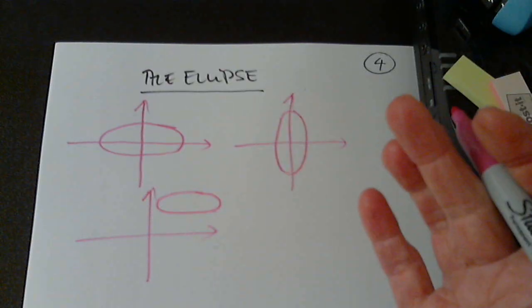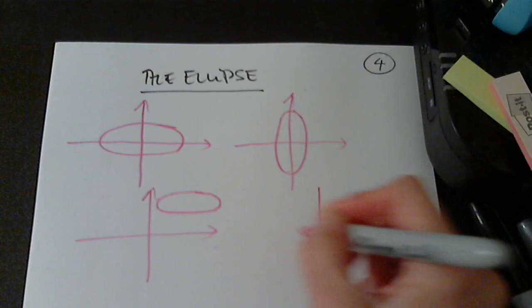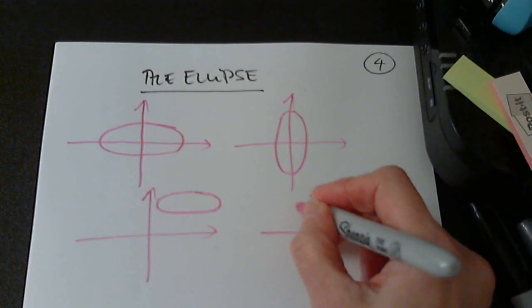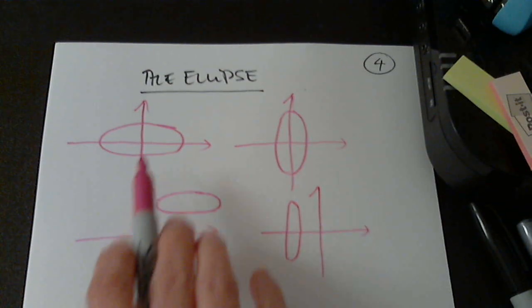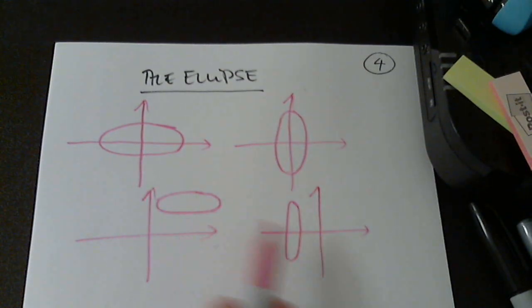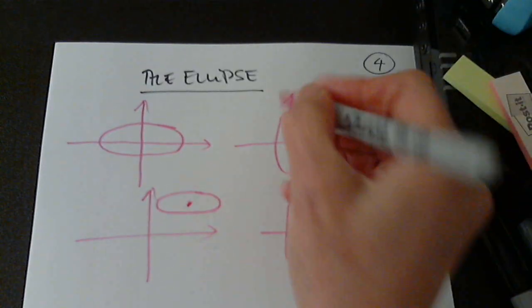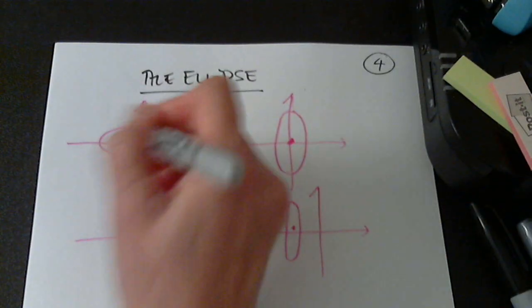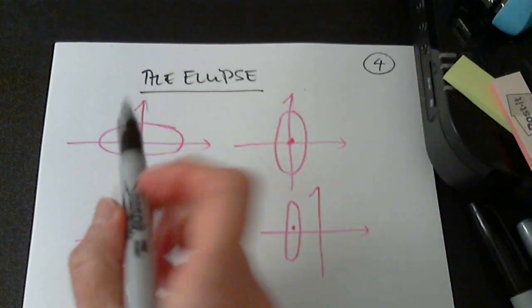The ellipses and the hyperbolas have a center. The parabola has a vertex. Of course, these are centered at the origin. These are not. So the center is right here. The center is somewhere here, but these have the center at the origin. Perfect. Okay, so what are the major characteristics?